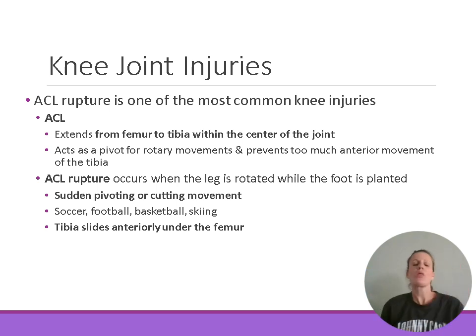When the ACL is torn, sometimes the tibia slides anteriorly underneath the femur. Again, we said the ACL prevents an anterior movement of the knee. So when it's torn, you can have that anterior movement of the knee. We call this anterior drawer sign because the tibia is the drawer that slides anteriorly.